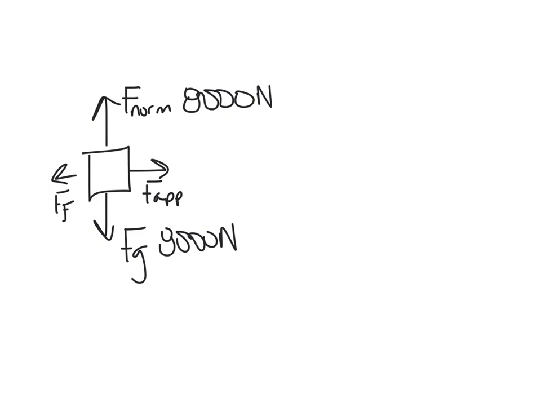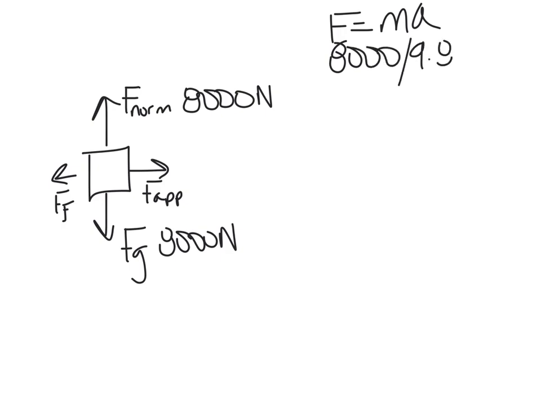My first step here, what I would probably do is go ahead and find my mass, and I'm going to use the F equals ma formula for that technically, and you're going to use 9.8 for your acceleration. So you're essentially going to divide 8,000 by 9.8 to get your mass. So our mass is going to be 816, and mass is always going to be in kilograms for these.